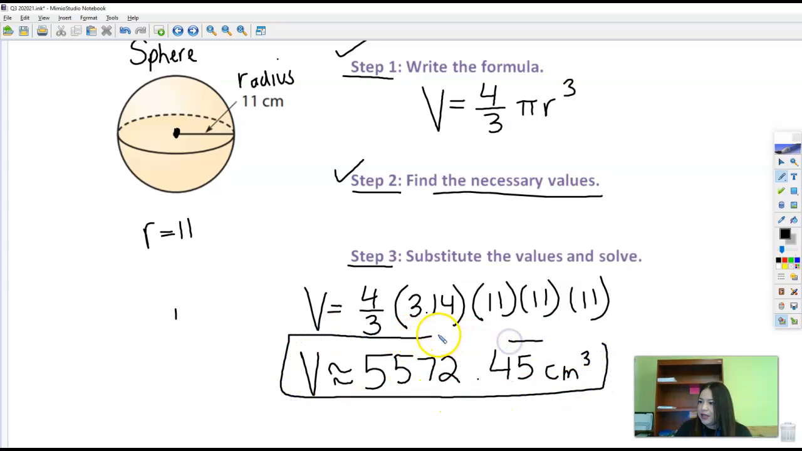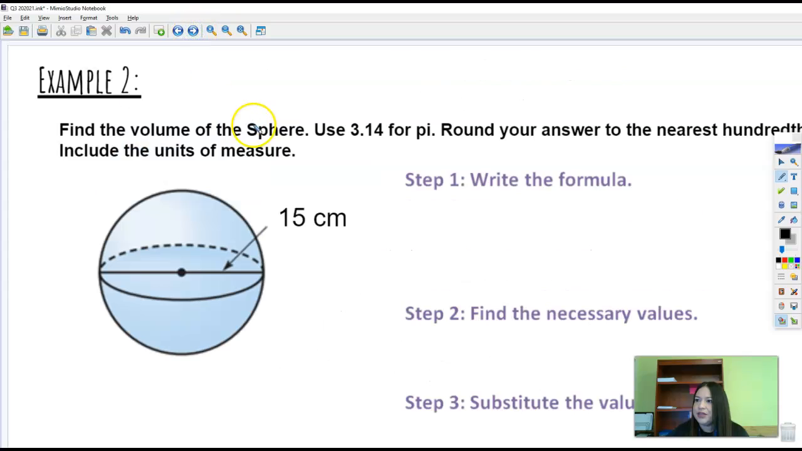But guess what? Let's try one where they don't give us the radius. What if they give us something other than the radius? Let's try this one right here. So this one says, find the volume of the sphere, use 3.14 for pi, round your answer to the nearest hundredth.